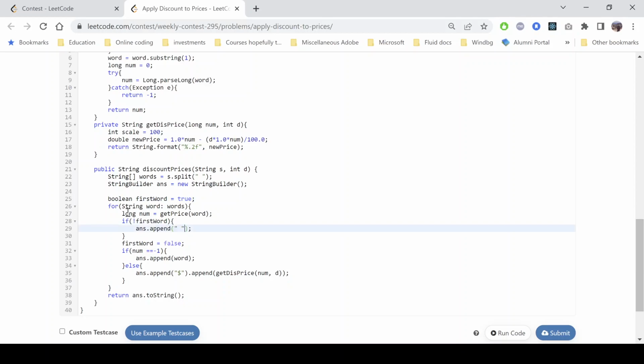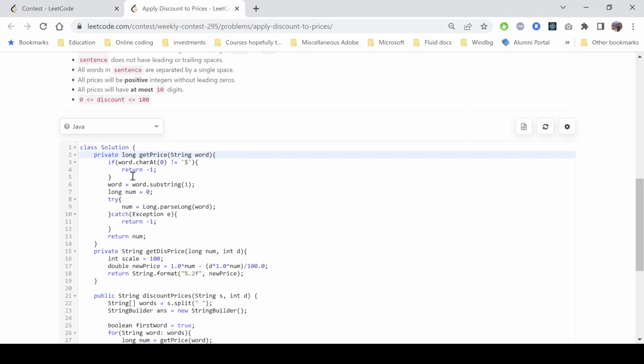Let's look into the main logic. So we traverse each word, and what we do, we compute the get price. Now what get price will do, this is a function. We pass a word and we check whether it is a valid word or not. Now, valid price or not, sorry.